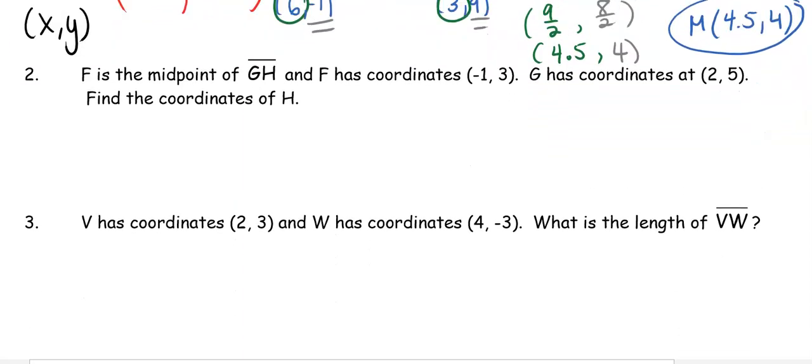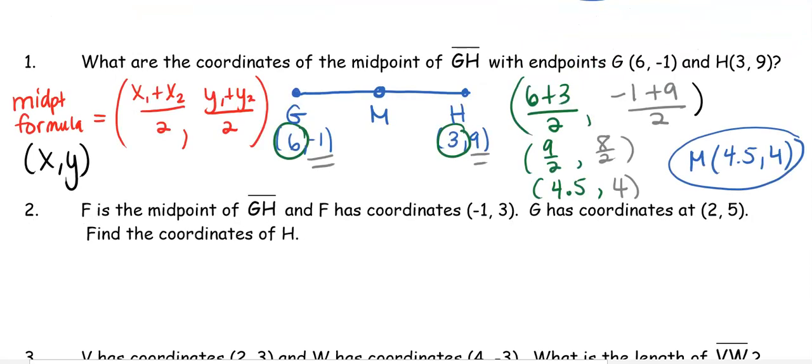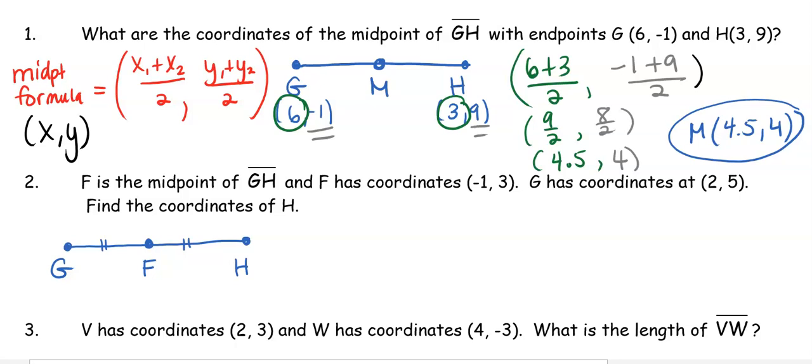Now number 2 is a little bit different. F is the midpoint of GH. So we have our segment GH, and F is the midpoint. So F is the halfway point. This is equal to this. F is cutting that segment into 2 equal pieces. F has the coordinates of -1, 3, and G has the coordinates of 2, 5. Now this is very different than number 1. In number 1, I was looking for the midpoint. When I'm looking for the midpoint, I use the midpoint formula. If I have the midpoint, and I'm looking for the endpoint, I'm going to use my jumps.